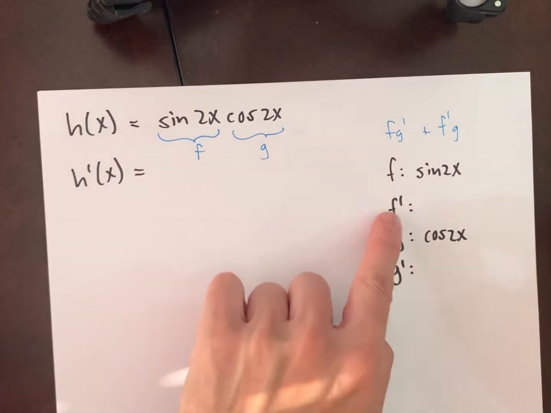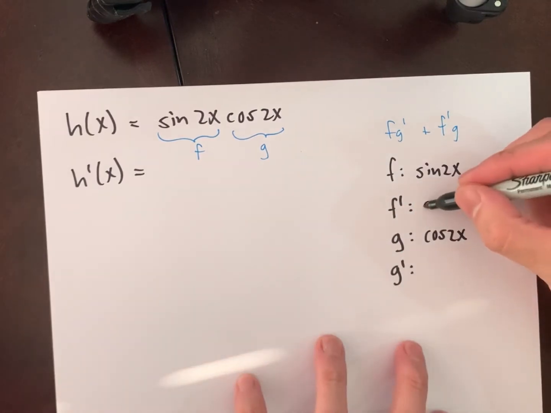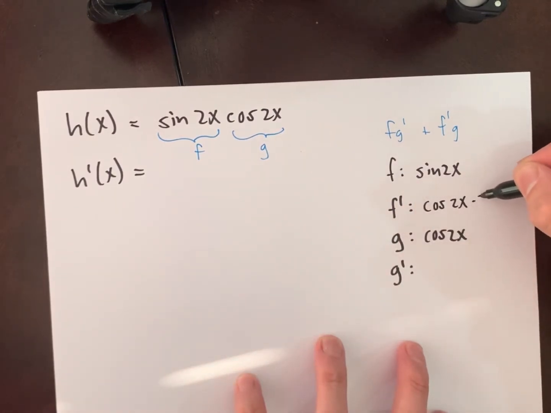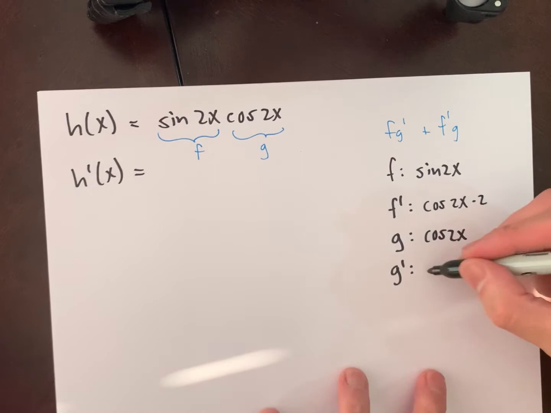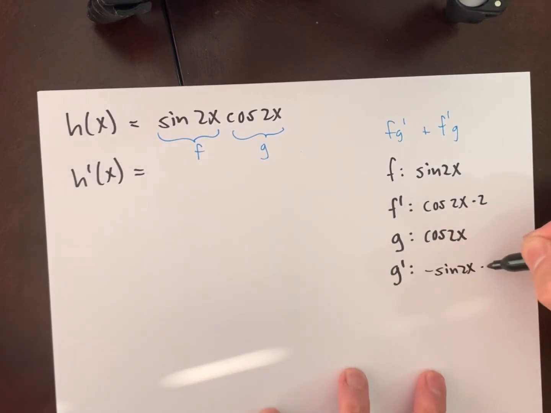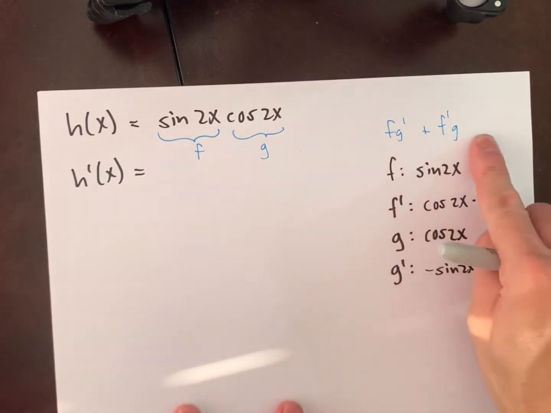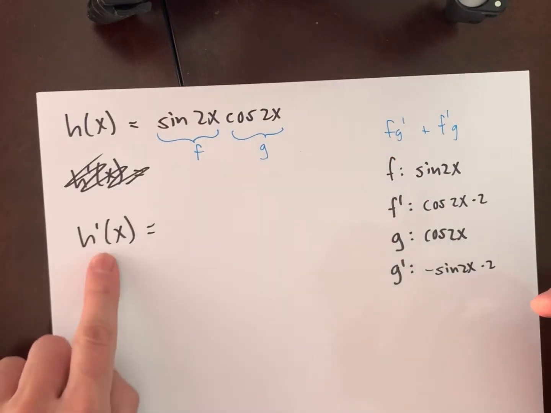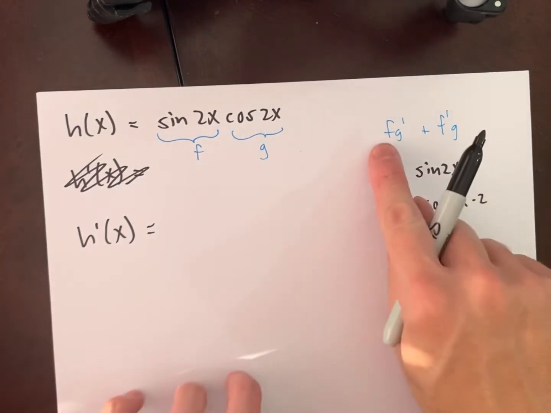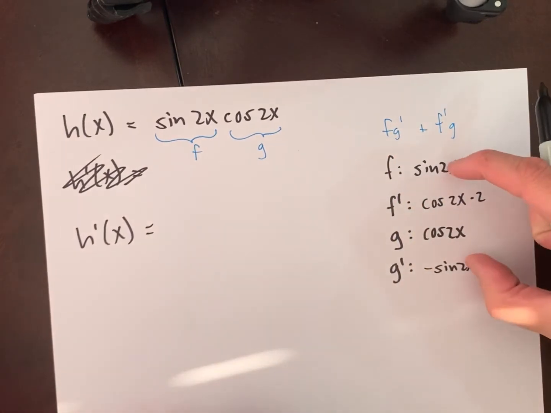And what would be f prime? The derivative of that is cosine 2x times 2. The derivative of that is negative sine 2x times 2. And now take f prime, g prime, build this, put it there, and you're done. So let me just write it down here. I don't have enough space. So f g prime, so I need this and that.